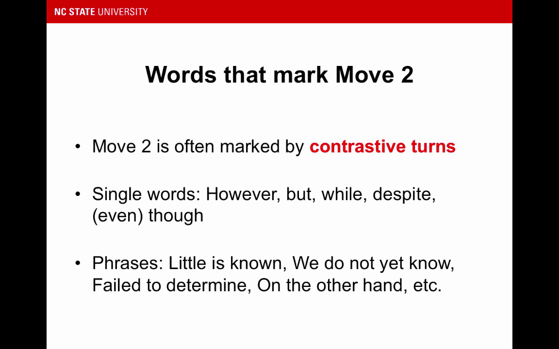Again, because creating a research space is a common model for writing introductions, there are also some phrases that are frequently used to accomplish this. We say that Move 2 is often marked by what are called contrastive turns. This means we are turning from reviewing what is known in your field to what isn't known. We might also call this your research problem, though it's not an outright statement of your research problem. There are some very common words that mark this contrastive turn in your writing, and I bet you've seen these before. The most popular word to use is however.